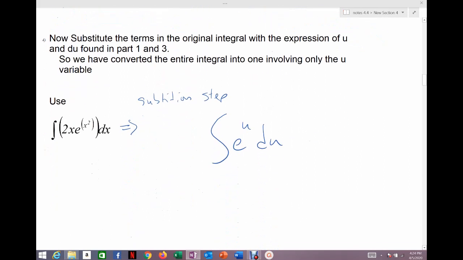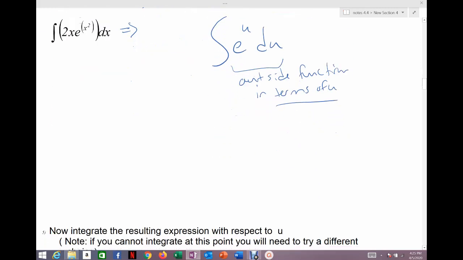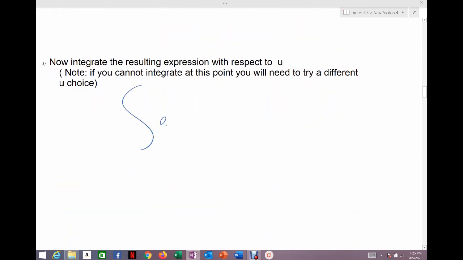And now I've converted the entire integration to only involving the u variable, right? Which again, what I'm left with is the outside function only in terms of u. Right? I've gotten rid of all of the inside. I've undone all of the inside function parts. Now I'm ready to take my antiderivative. Now I'm ready to integrate. Alright, now you integrate the resulting expression with respect to u. So I'm going to rewrite it here so I can integrate it.